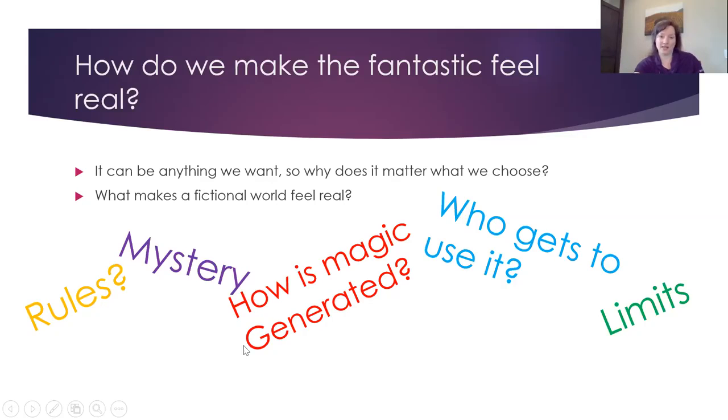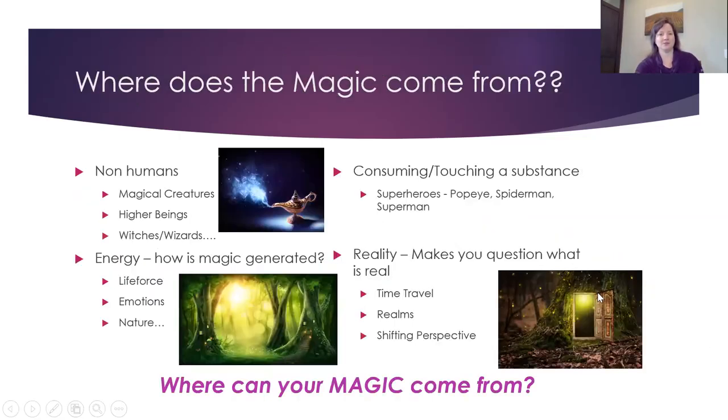You need to decide when you're writing a story how your magic is actually generated. And we're going to talk about some of the possibilities there. Who gets to use it in your story? Does absolutely everybody in your world get to use it, or only some people? And limits. We're going to talk about why limits are important. So here are some of the places you might want to think about where your magic could come from. Non-humans. What are non-humans? Non-humans are any type of magical creature. So you could have unicorns or monsters, higher beings or gods like in Percy Jackson, for example, or witches and wizards could bring the magic into your world.